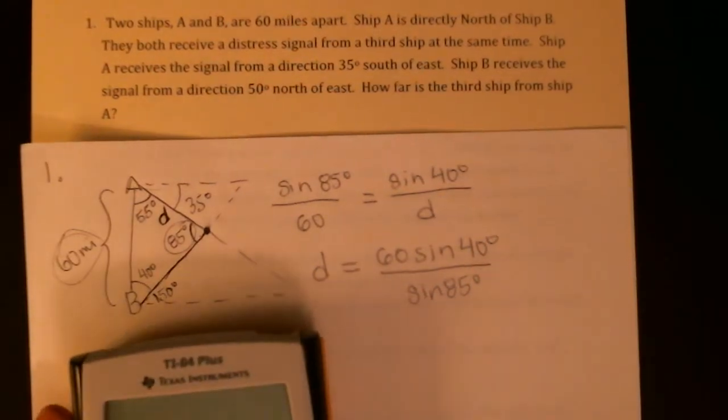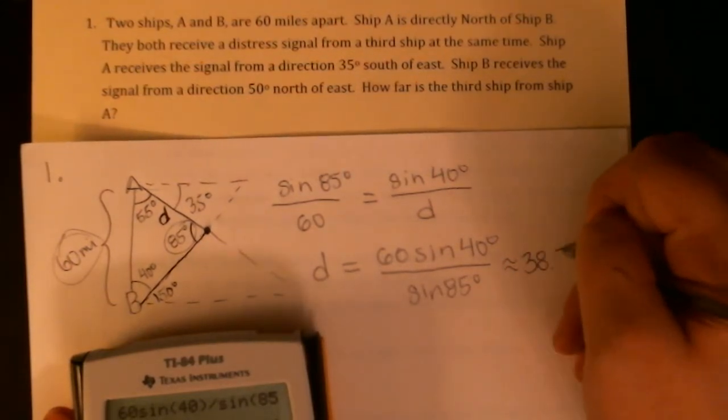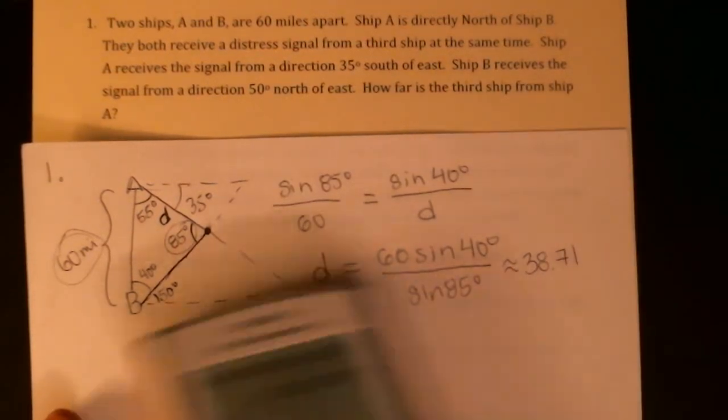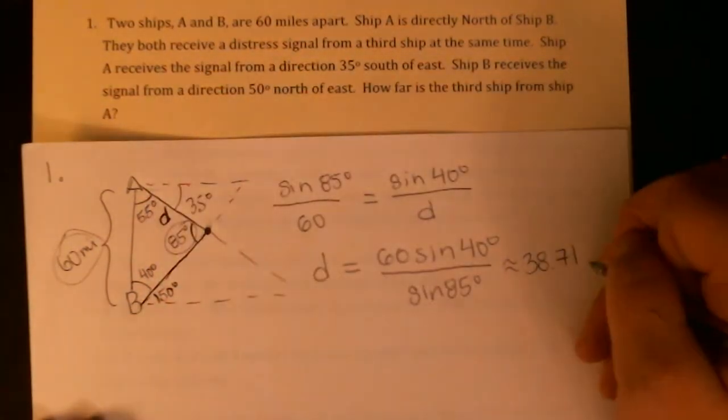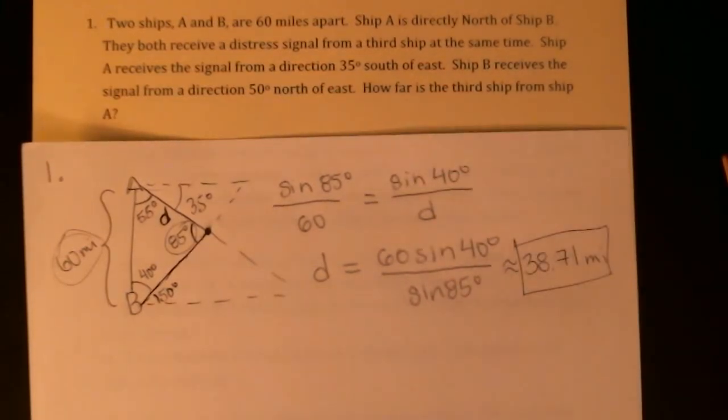And then I can ask my calculator for that. So if we do 60 sine 40 degrees divided by sine of 85 degrees, I get about 38.71. And that is supposed to be this distance d. So that's the answer to my question. It's almost 39 miles away from ship A.